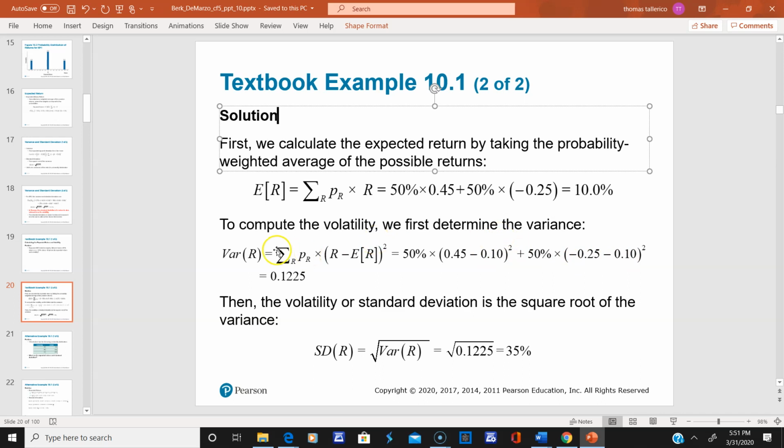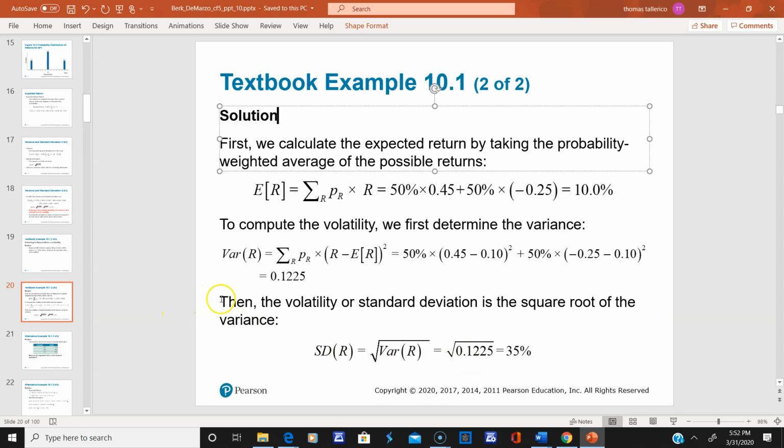Okay, so that gives us the variance. And then the volatility, or standard deviation, is the square root of the variance, as I said. So we take the square root of the variance. Use your calculator or your phone for that matter, and you'll get the standard deviation. This is your risk or volatility.